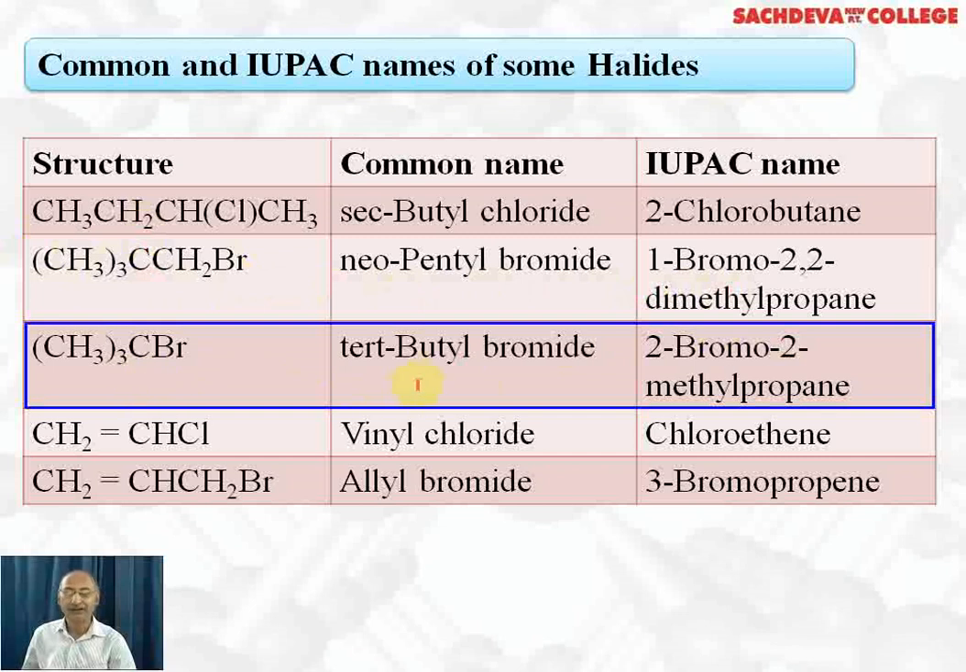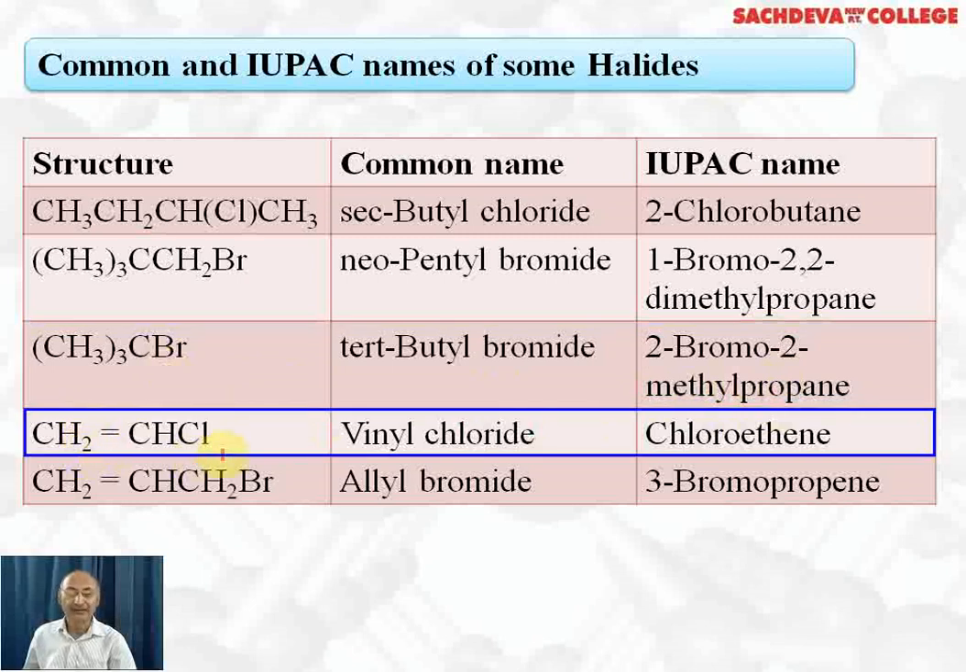This compound is tertiary butyl bromide. Why do we call it tertiary butyl bromide? Because Br is attached to a tertiary carbon atom, that is, a carbon atom attached to 3 more carbon atoms. The IUPAC name is 2-bromo-2-methylpropane, because Br is attached to the second carbon, which is also attached to 1 methyl group.